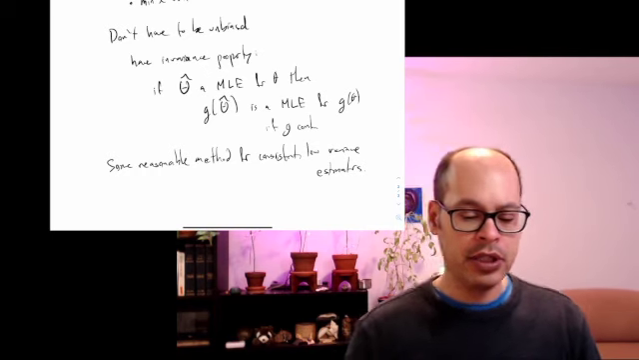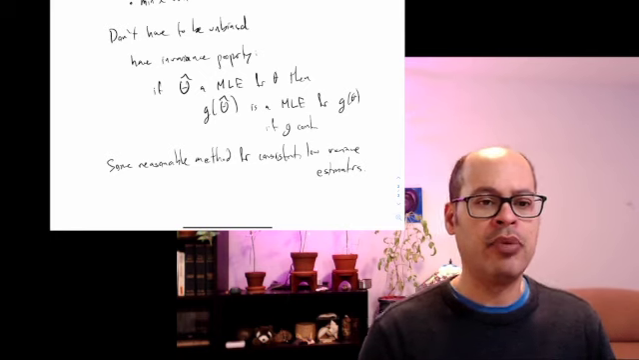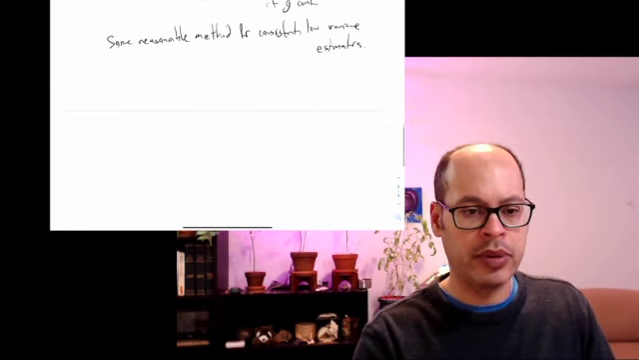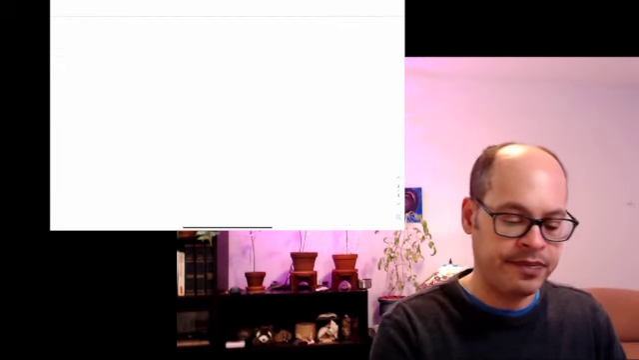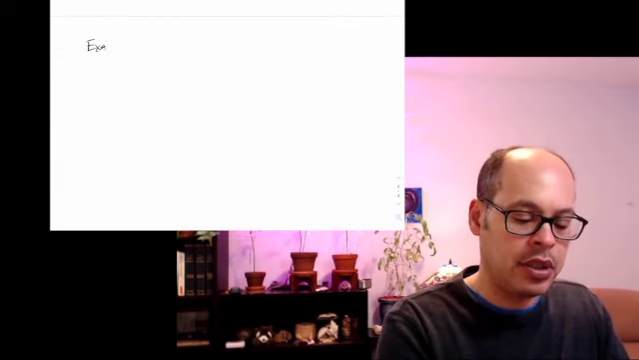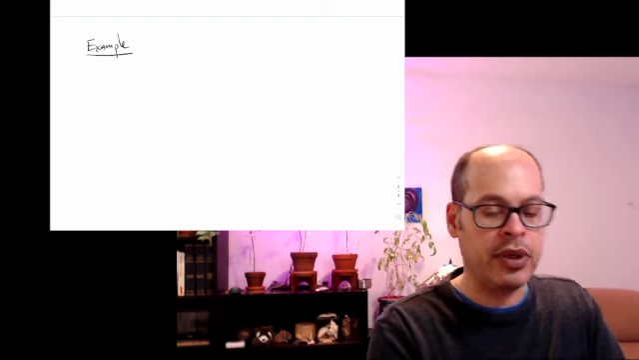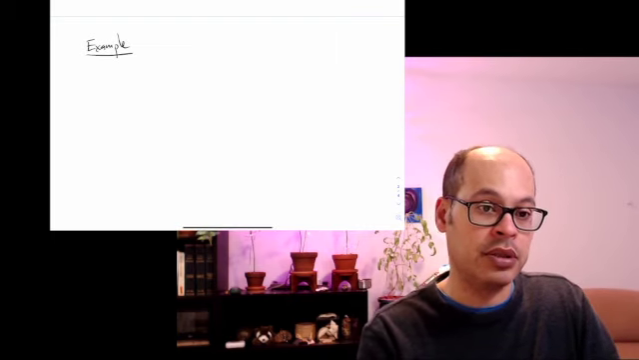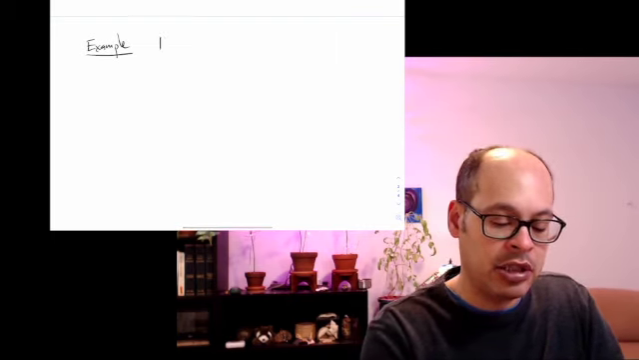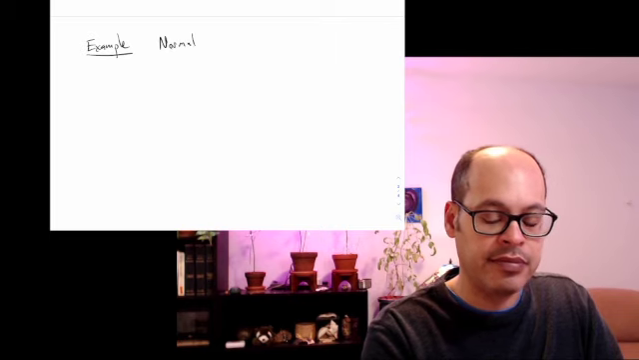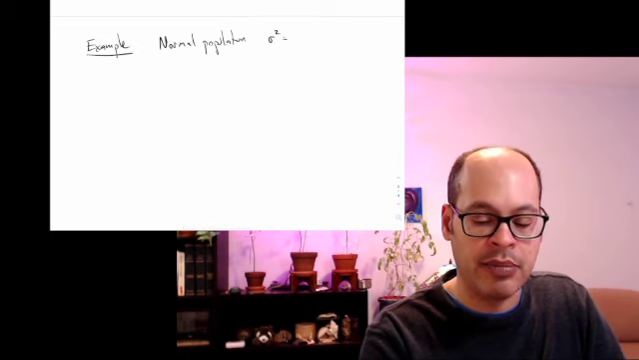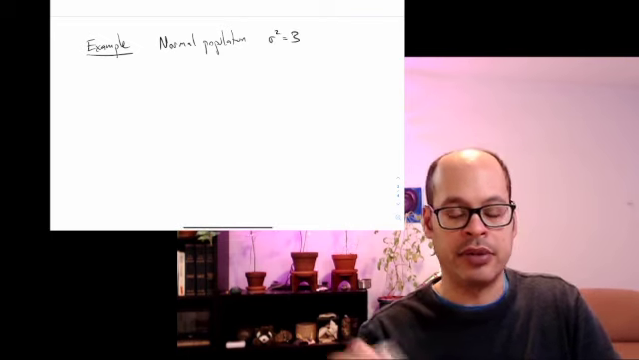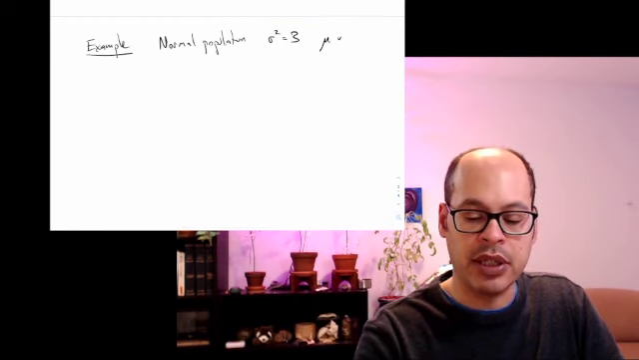Okay, so next, why don't we work an example, a more interesting example. I'm just going to play with something from the normal distribution. Let's suppose I have a normal population, just for practice, with a known variance of, let's say, 3. Mu is unknown.